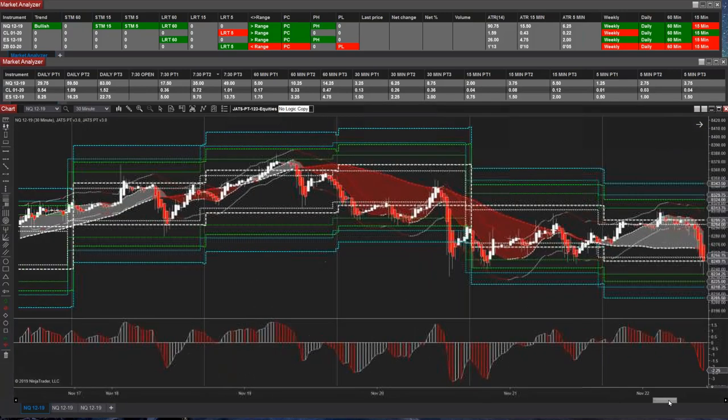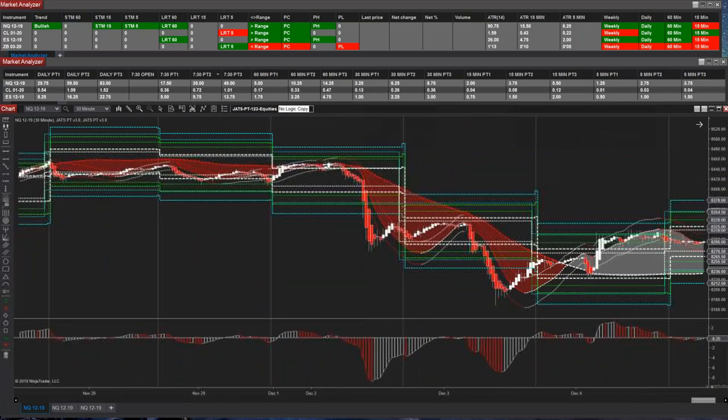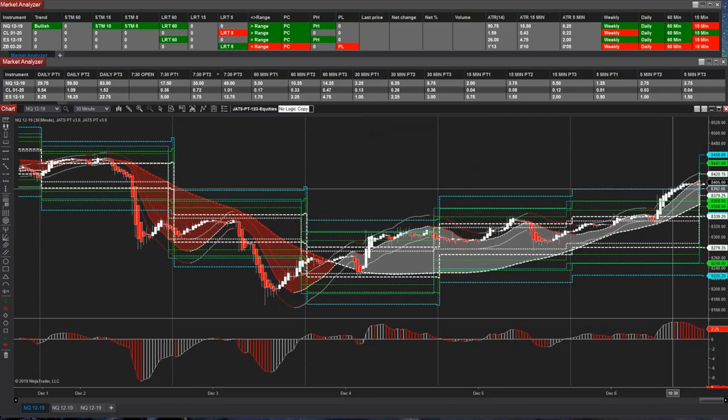So you can see how most of the time price will come down to the RTH level. But occasionally, like Friday, it went all the way to the daily. So blue pat here was the RTH PT3 and then went to the daily PT3. And then it actually went a little bit over. So, just absolutely loving this combination.